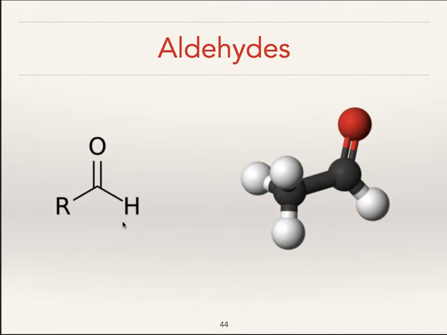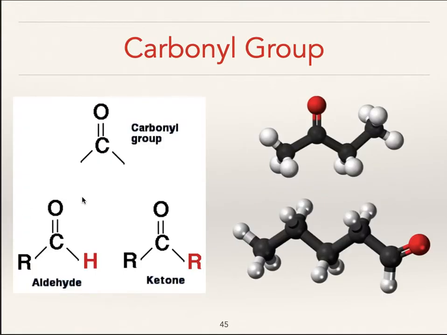Now you'll notice that the ketones and the aldehydes had one thing in common, and that is this carbonyl group. They both have a carbon double bonded to an oxygen. The difference is that in a ketone, you put a substituent on there, you put an R group on there. In an aldehyde, you just slap a hydrogen on there.